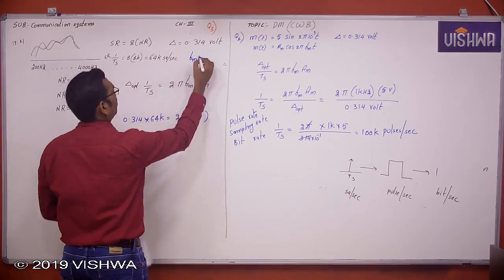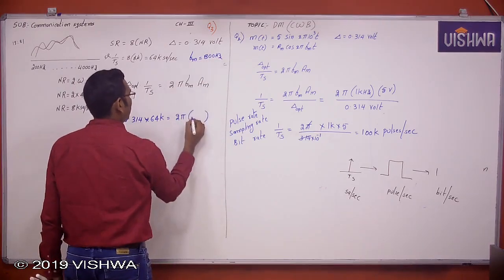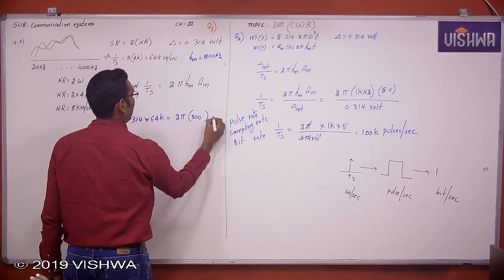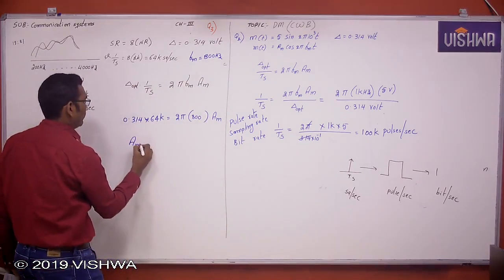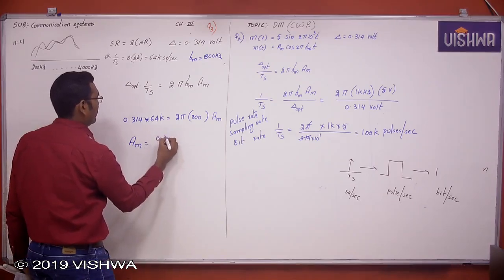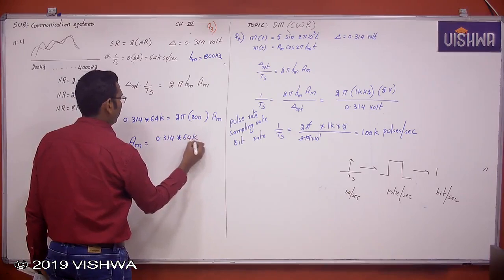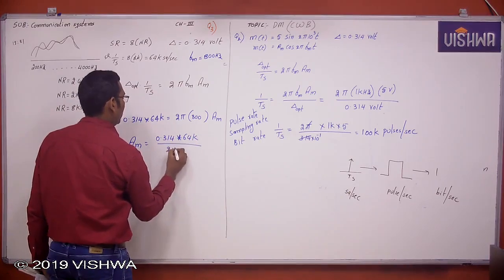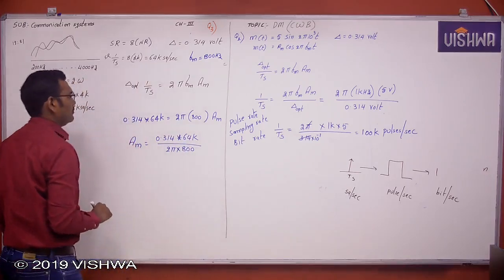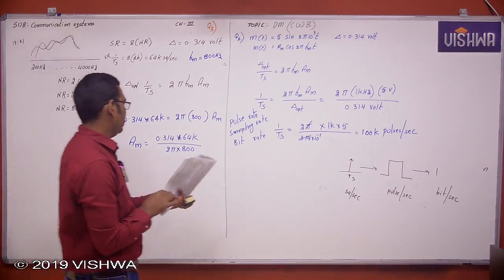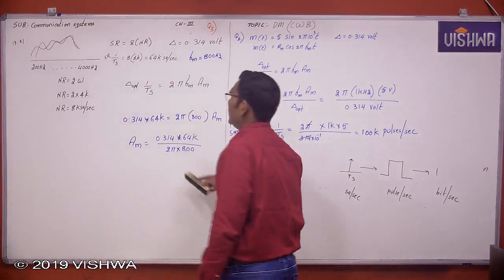Now he is asking to determine the optimum step size at a message signal frequency of 800 Hz. So at 800 Hz, what is the peak amplitude of the message signal? It is 0.314 into 64K divided by 2 pi into 800. This is the peak amplitude of the message signal.